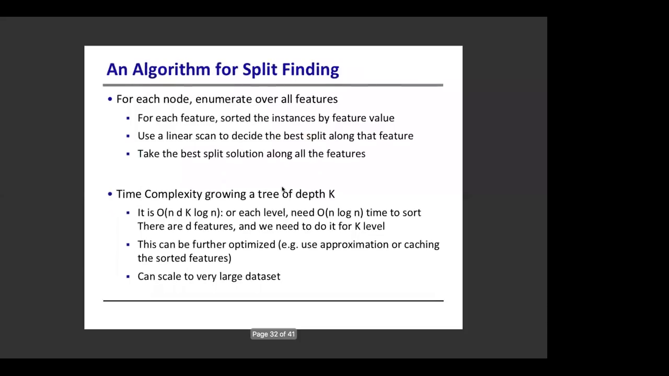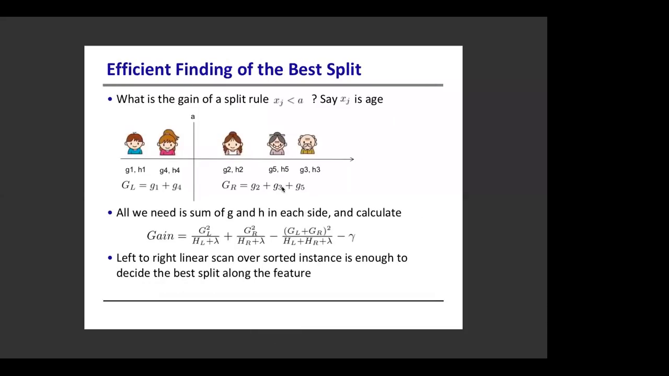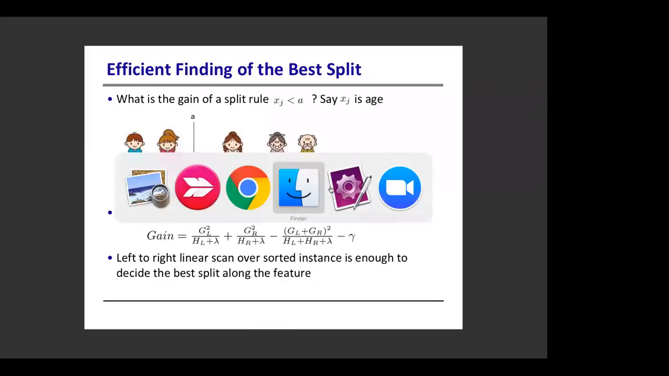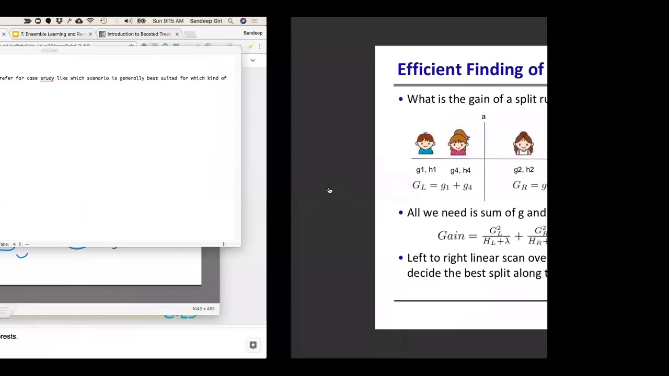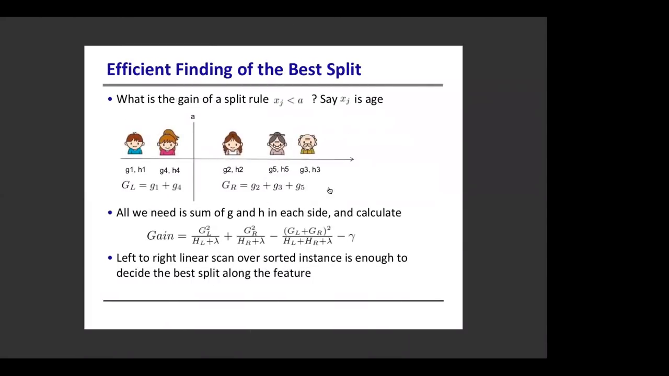All right. A question from Tanmay is, do you have some cheat sheet where we can readily refer to the case studies, like which scenario is generally best suited for which kind of algorithm? All right, somebody also asked me this yesterday, and I'll probably try to do that. I'll see if we could do that, or I'll just share the Google Docs with you in case you also want to contribute.